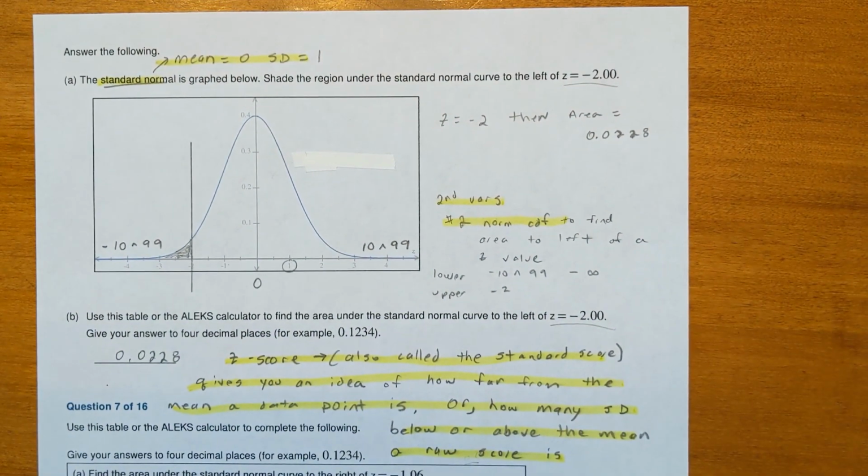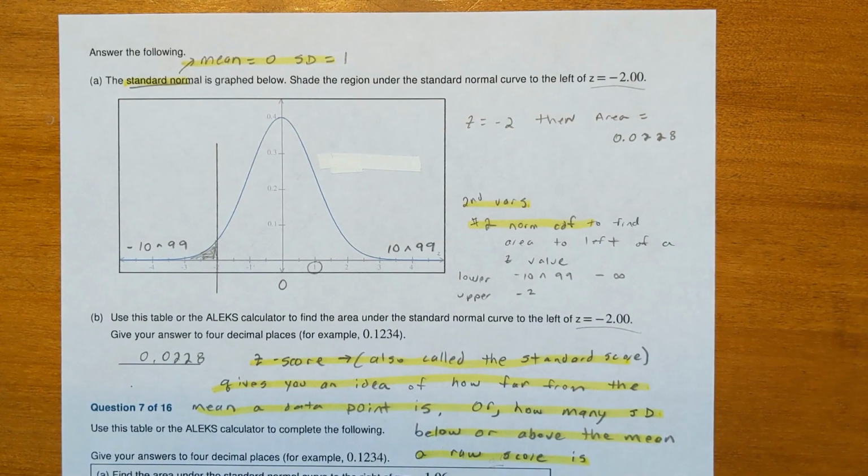On the next question, it says the standard normal, which means if they standardize the whole normal, that means the mean or the average of the data is 0, and the standard deviation of it is 1. They like to standardize tests. So that's what it means. The standard normal is graphed below. Shade the region under the standard normal to the left of the z-score being -2.